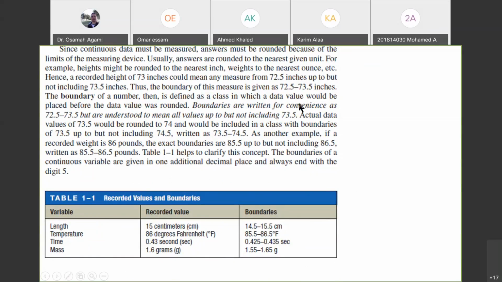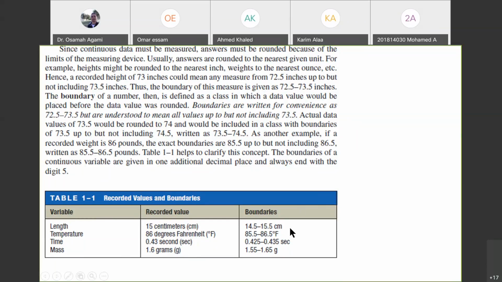Now, as I said all the time, you can read this one and deduce from here what your variable is. So when you read this one, you will see your variable is the length, temperature, time, mass. What is the record? 15 centimeters, 86 degrees, 4.4 seconds, 1.6. It is very important to tabulate the data instead of this horrible mess. You can put it in a table. This is the first step in descriptive statistics, right?